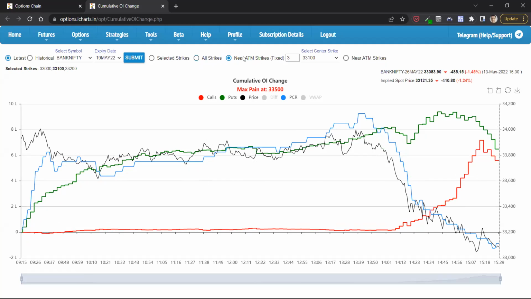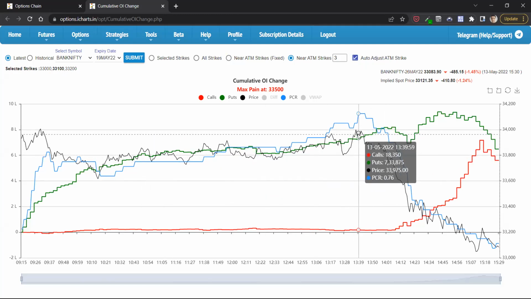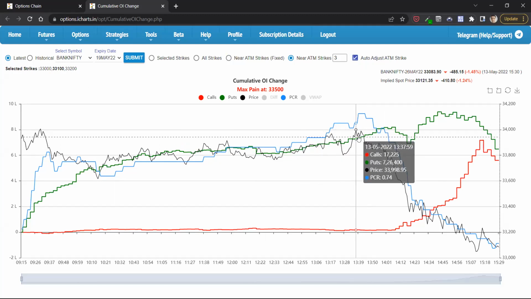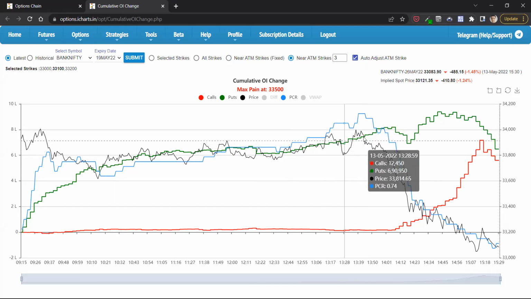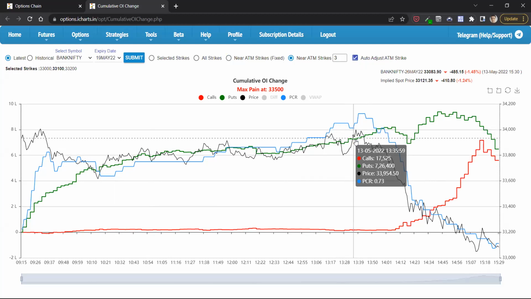So when you load the page, if you select this fixed, be careful with this, because then these strikes will not change if you are using fixed. But if you're using near ATM strikes with auto adjust, these strikes will keep changing as the price moves. It will automatically switch to 33.8, 33.9, and 34,000, because 33.9 will be at the money at that time. So it will change dynamically and give you the picture of what is going on at the point you're looking at. Mute, please. Kindly mute, please.